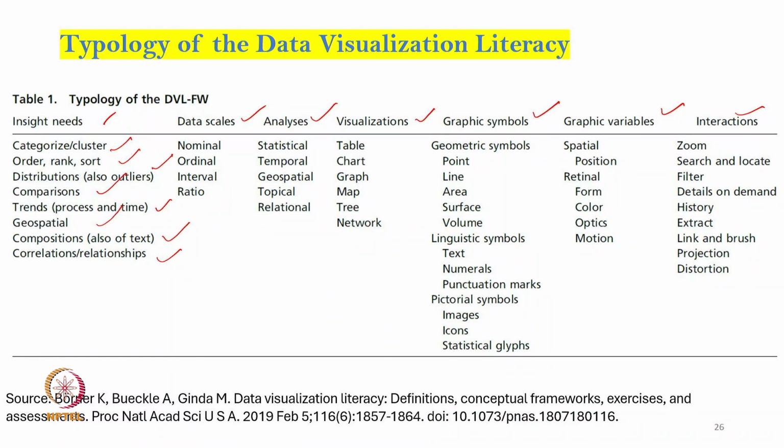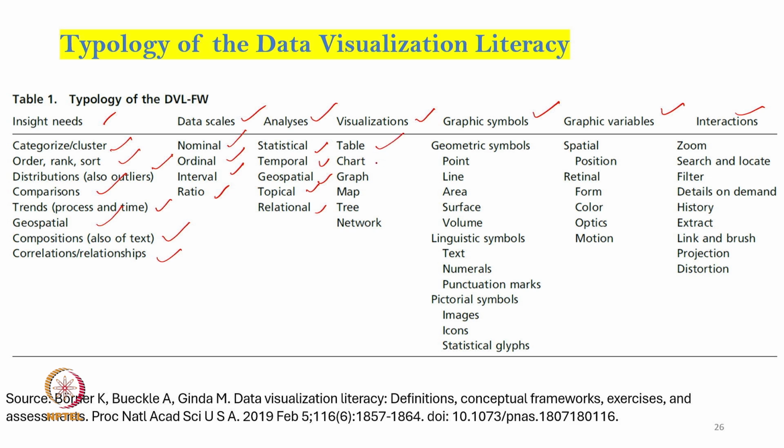Again, researchers should also know the data scales. It may be nominal, ordinal, interval, or ratio. And when you go for the analysis, they should have data visualization literacy. The analysis types are statistical analysis, temporal analysis, geospatial analysis, topical and relational analysis. After you analyze the data, you have to move forward to the visualization, meaning how you are going to visualize your data.